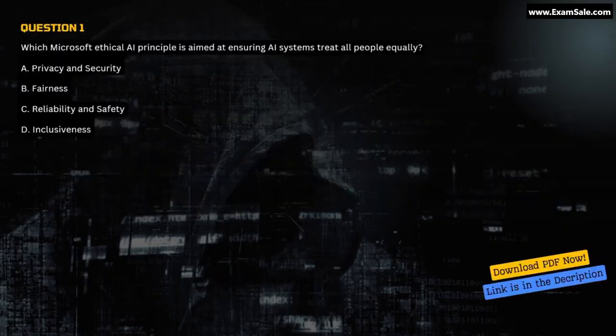Question 1. Which Microsoft ethical AI principle is aimed at ensuring AI systems treat all people equally? A. Privacy and security. B. Fairness. C. Reliability and safety. D. Inclusiveness. Correct answer B. Fairness.